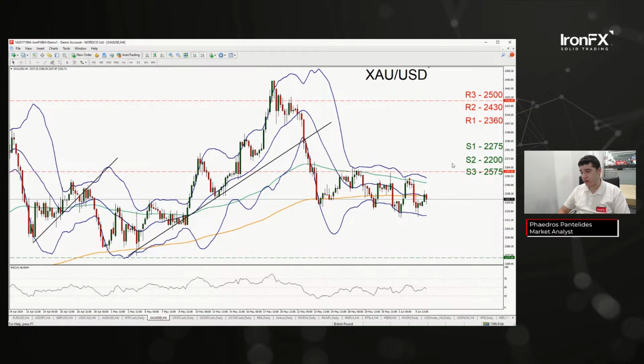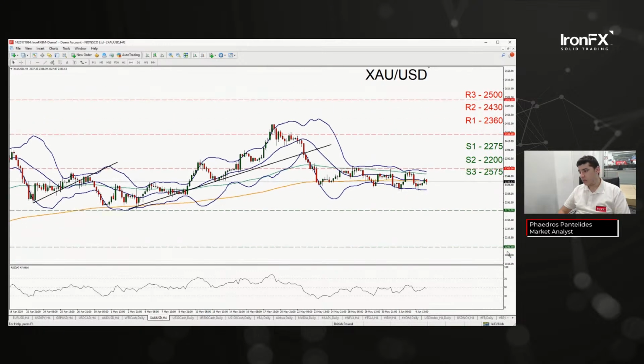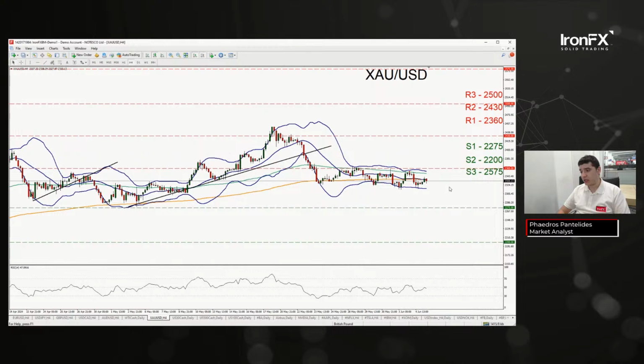So a clear break above R1 would be sufficient for me to switch my, I'd say, bearish outlook towards a bullish outlook. For now, still bearish for gold. I do believe that this could be a potential retracement before it continues on its ascent, with the next target potentially for the bears being S1.